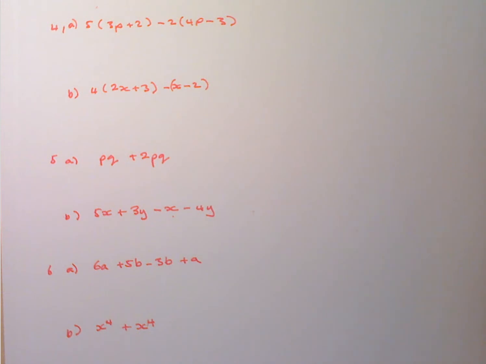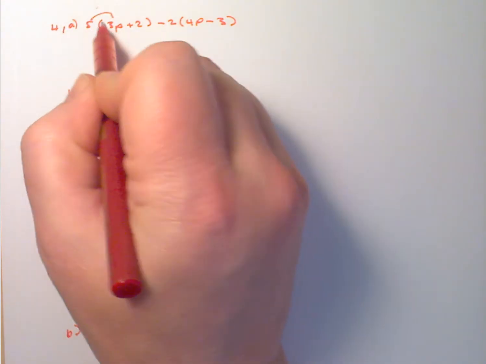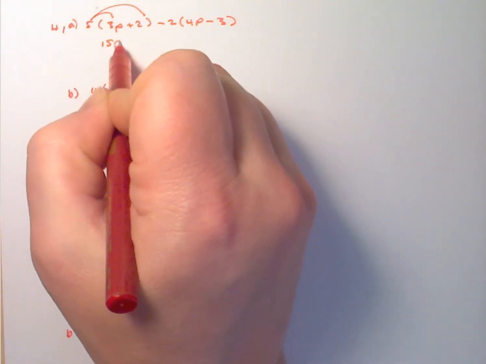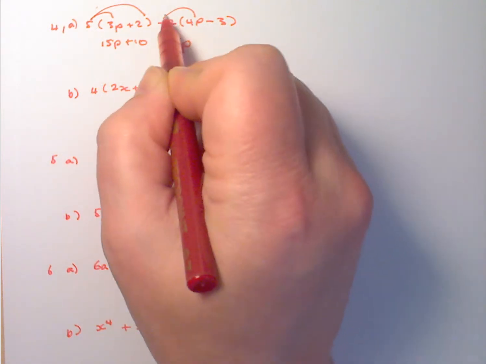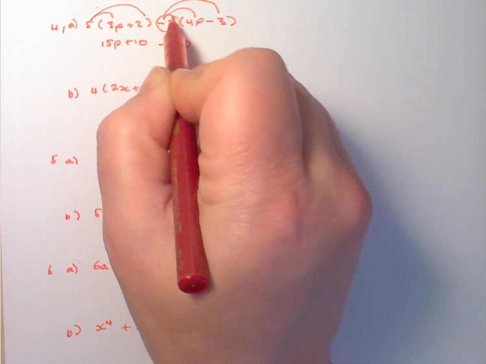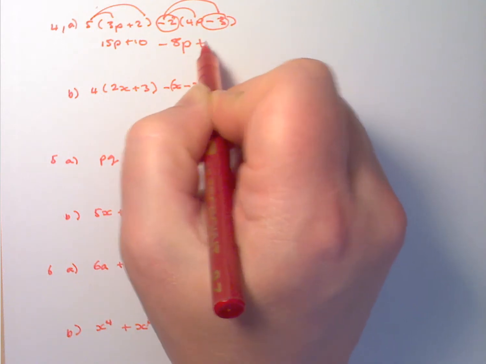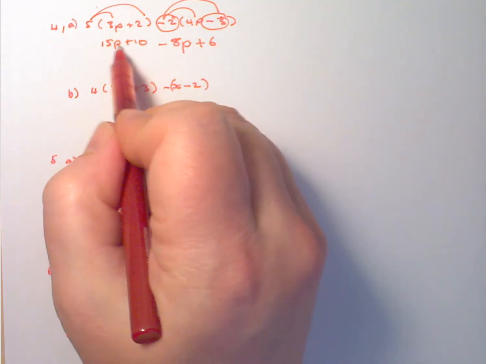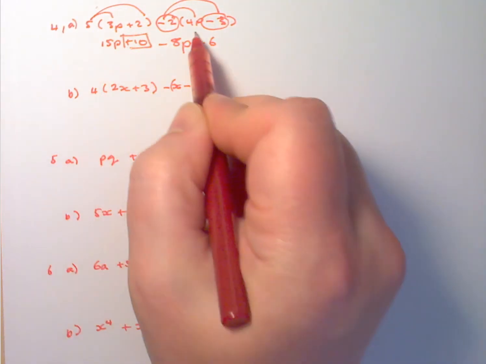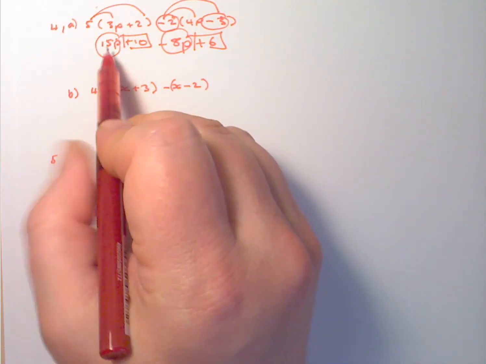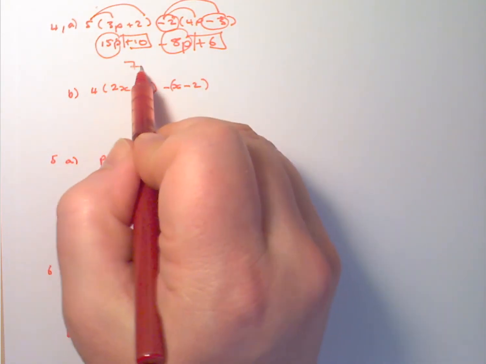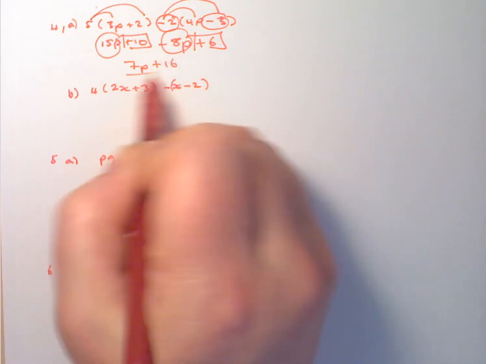So this is part 2 of page 4. This times this gives you 15p plus 10 minus 8p. And check this out on your calculator. Minus 2 times minus 3 is actually plus 6. Look for the like numbers. Regular number here, regular number here. P term here, P term here. 15 take away 8 is 7p plus 16.